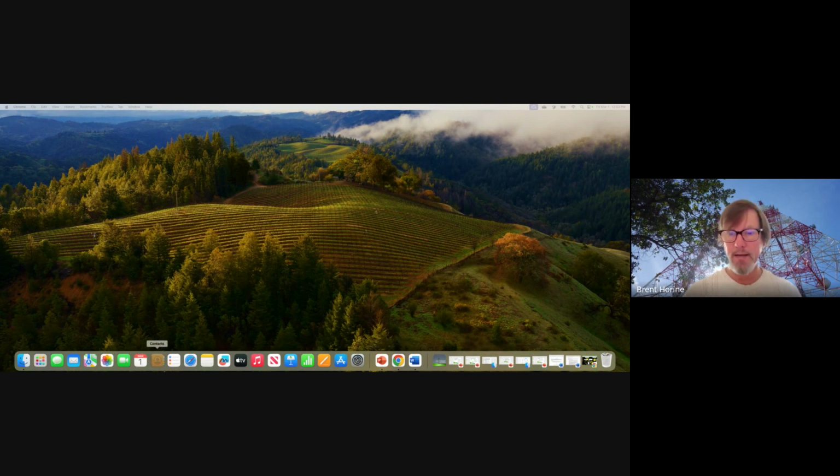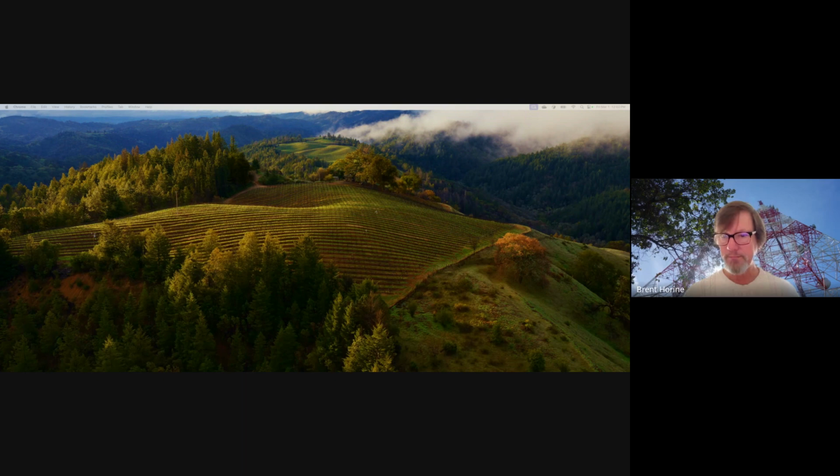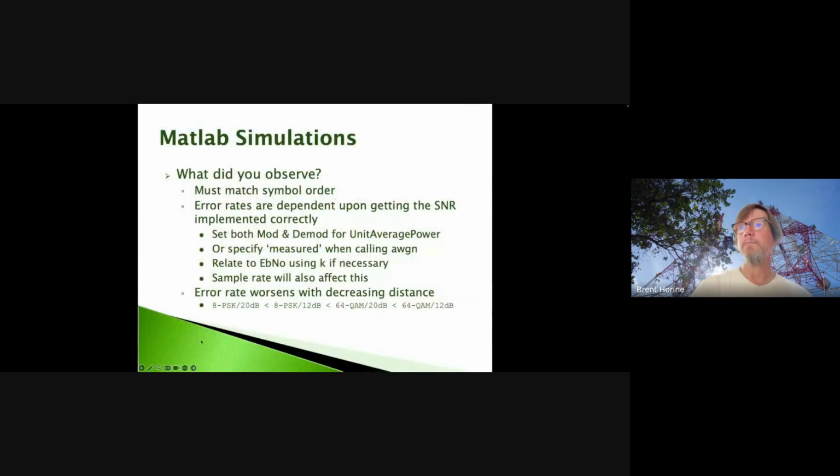Let's look at then, compare that. So yes, in this case, we ended up with these conclusions here and stuff. So I hope all that makes sense.